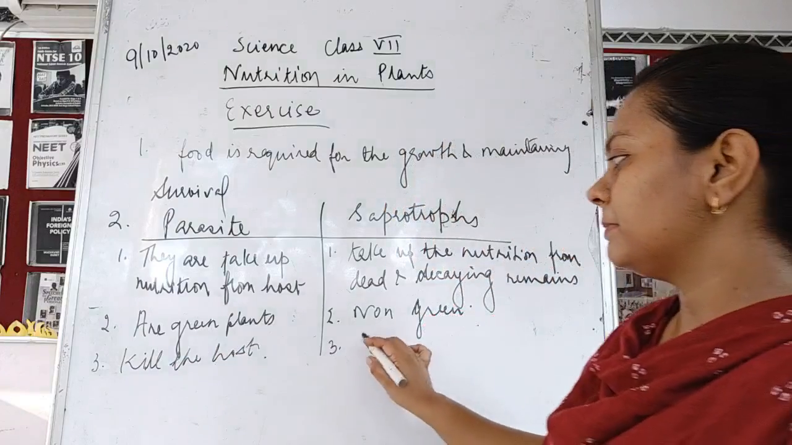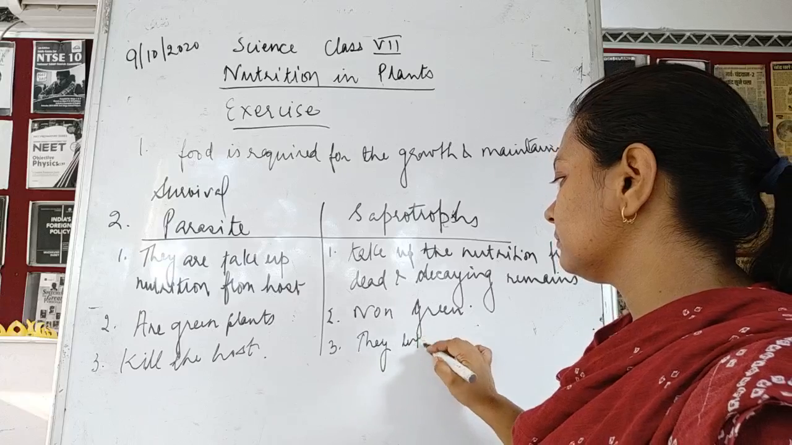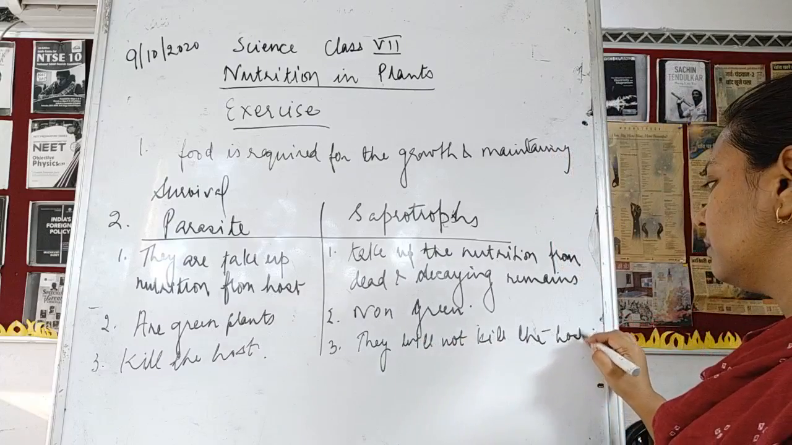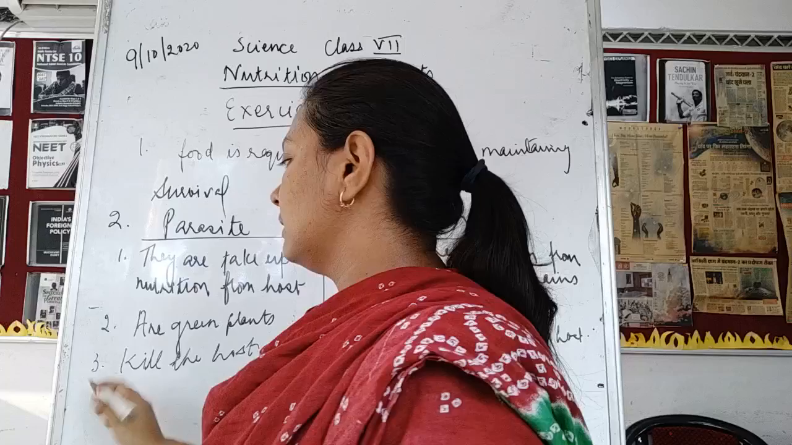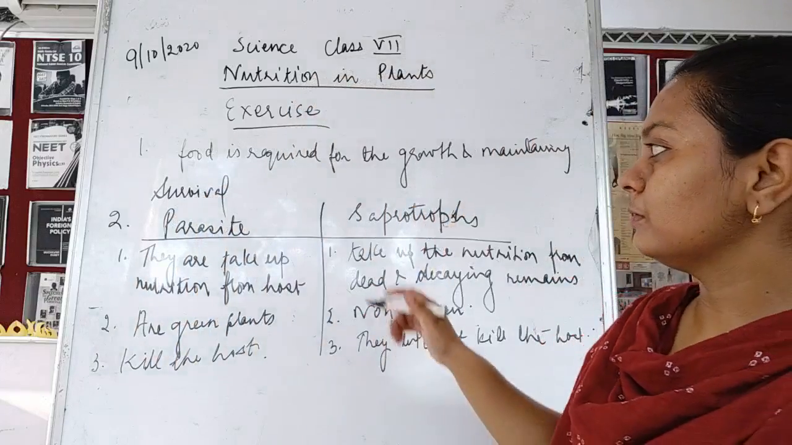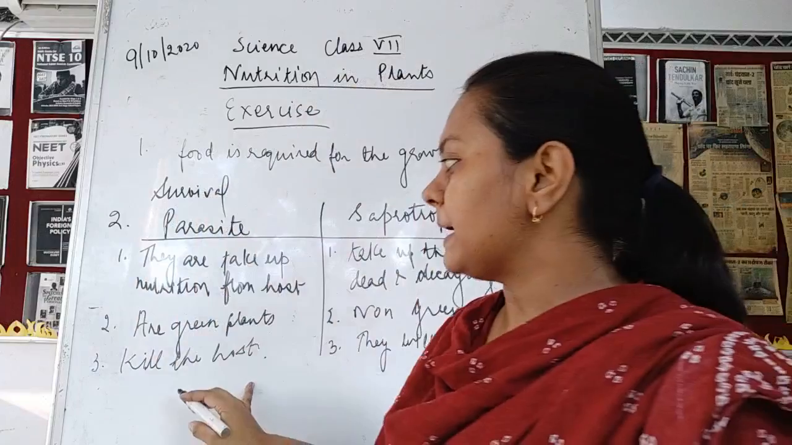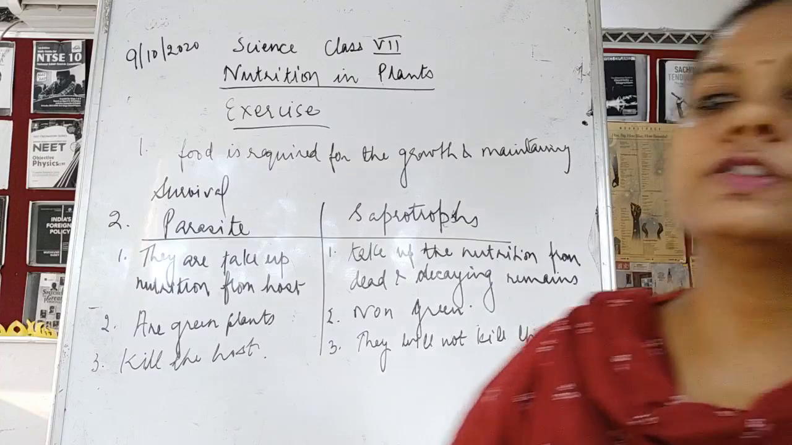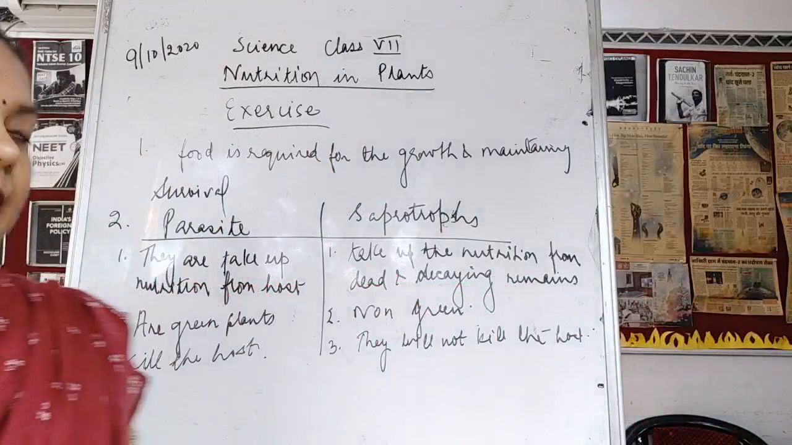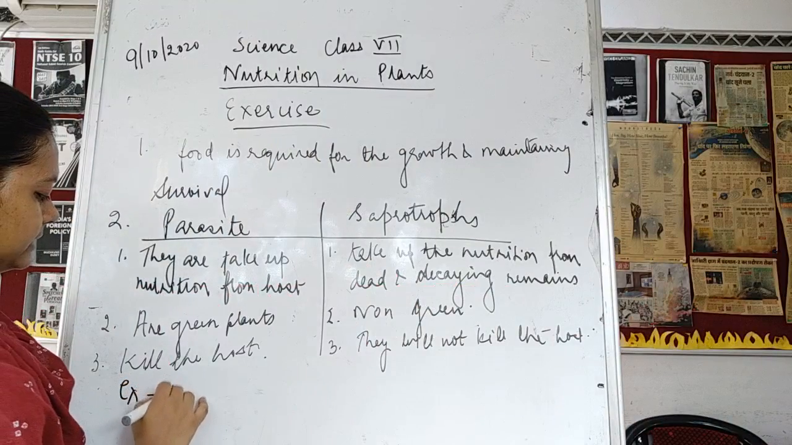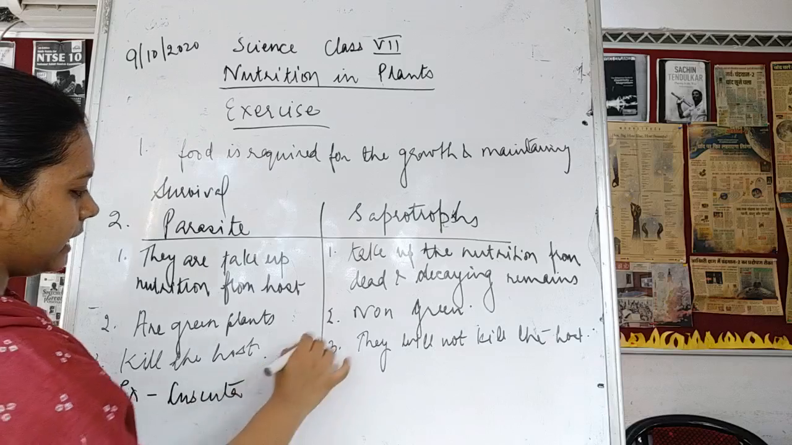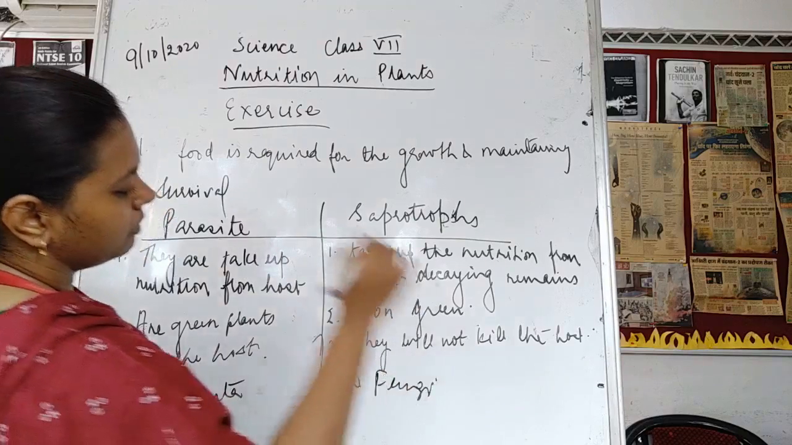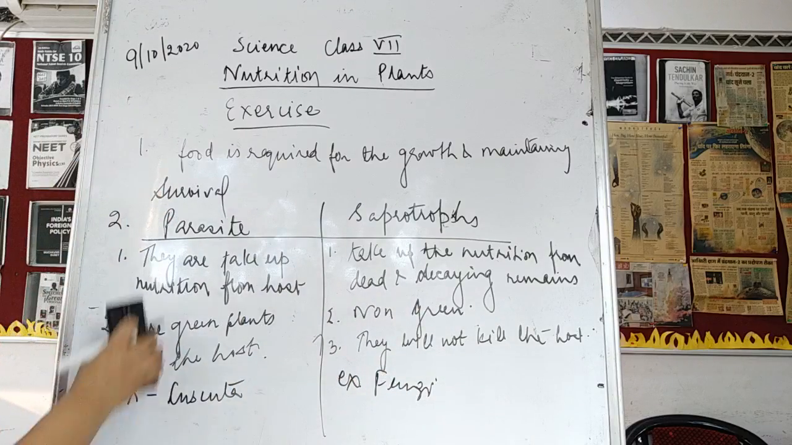But in this case, they are not going to kill the host. Sometimes these parasites are going to kill the host, but here they are not going to kill the host. So these are the main differences. And next you can write down the examples. Parasite example is Cuscuta, and saprotroph examples could be the fungi. So this was about the second question.